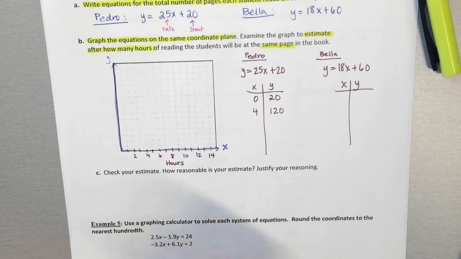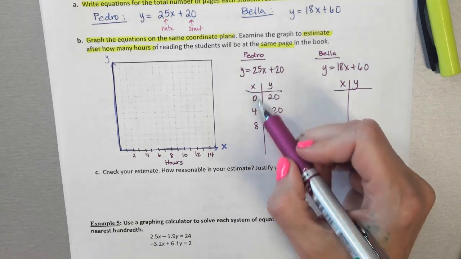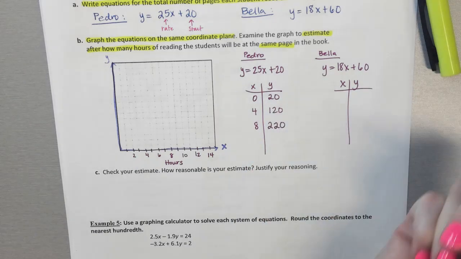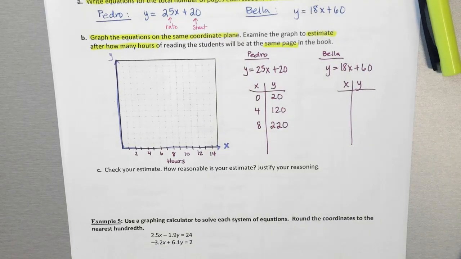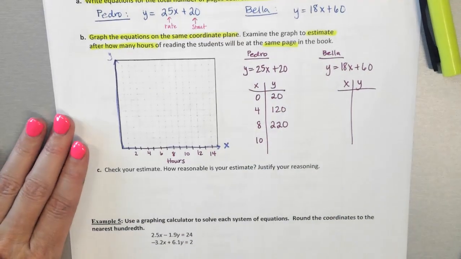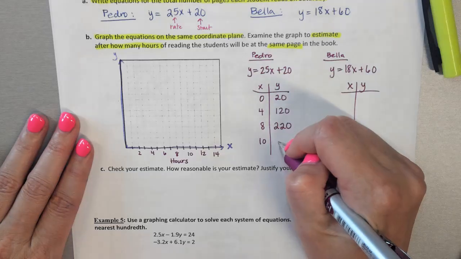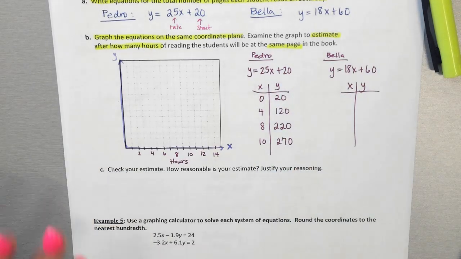So sticking with that theme, I might try 8, because if 25 times 4 is 100, what's 25 times 8? 200, right? You're just doubling that. So 200 plus 20 would be 220. Okay, 12 isn't going to be so fun, but I could do 10. What's 25 times 10? 250. 250 plus 20, 270. Okay, so see how I've now created some points using mental math, and it's okay that they're not all going by the same amount. Okay, I have a good amount of points where I can graph that line now.